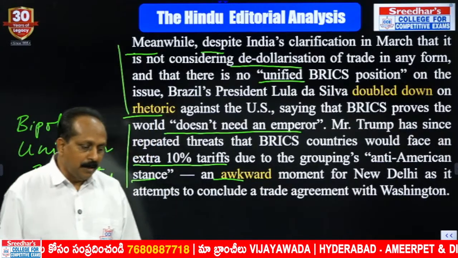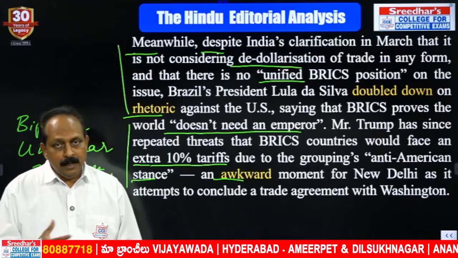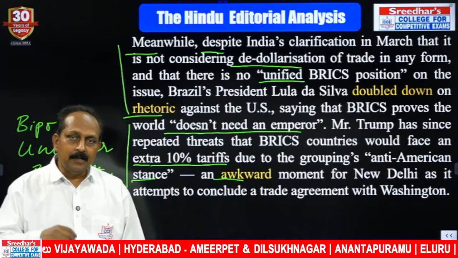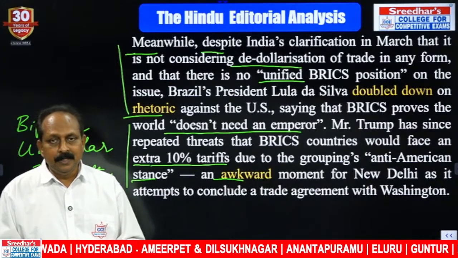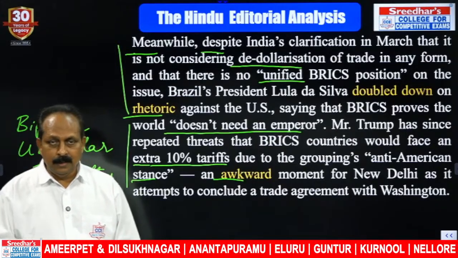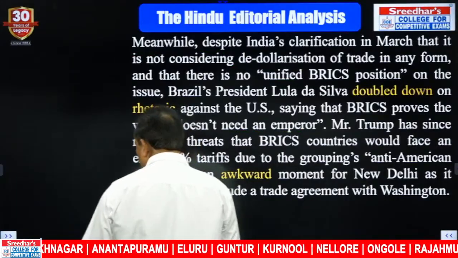Right now, India is trying to conclude a trade agreement with America. Against this backdrop, some members of BRICS make statements against the USA. India's position is a bit awkward. Awkward, clumsy, embarrassing, these words you have to know. Coming to the next one.